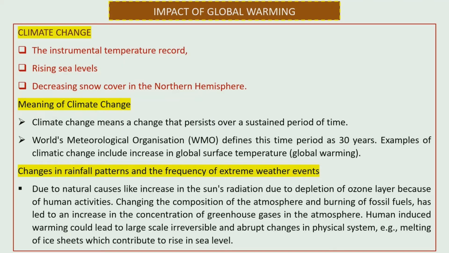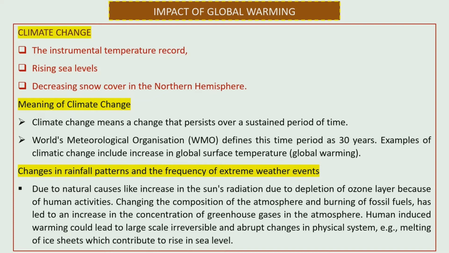The first one is climate change. The effects of global warming are the ecological and social changes caused by the rise of global temperature. So how do you know that global warming is taking place? Because of the change that is seen in the ecological balance and the social changes.